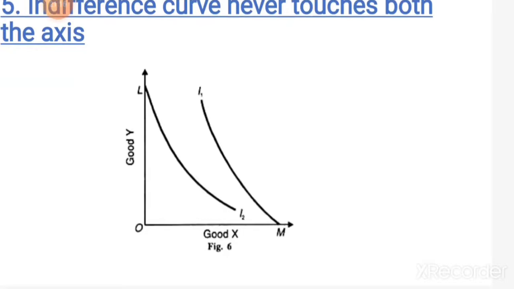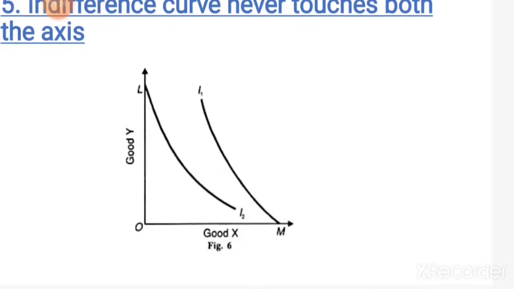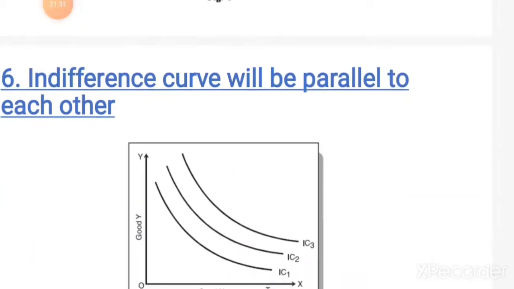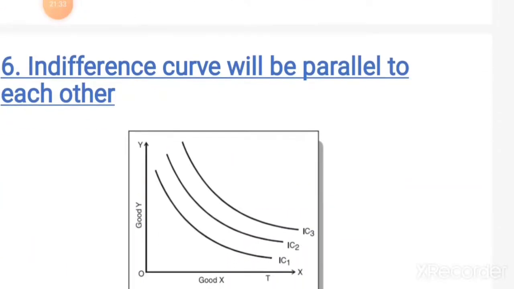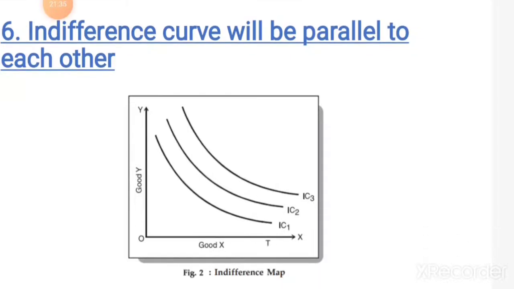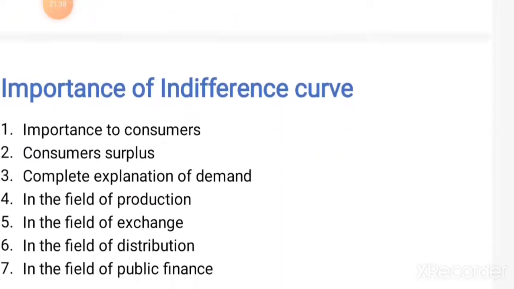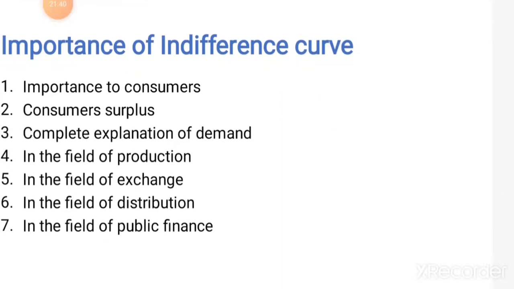Next one is they will not touch the two axes, x and y, because the x and y axes will have 0. If it is 0, it means they are consuming 0 commodity, so there will be no meaning. So the last property is that they are parallel to each other. Fine. So these are the 6 properties. So the last topic is importance of indifference curve.